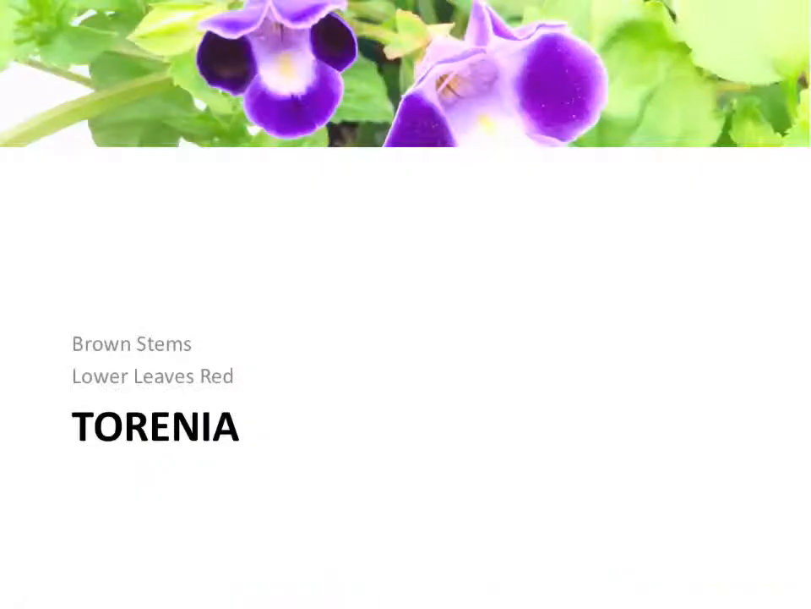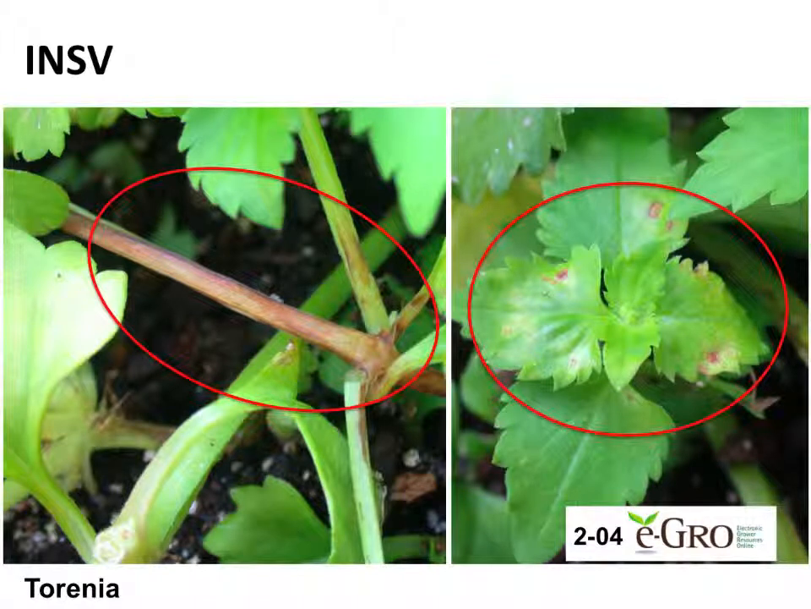As far as Torrenia, brown stems is the biggest issue to point out. What I'm talking about here is that instead of having nice green stems, as you can see on some of the tissue on the left, it's starting to brown. And that's just not age. That is INSV showing some signs. You sometimes will also get mottling occurring, and this is a situation where you want to try to avoid it. It's of course spread by western flower thrips, and we highlighted that in 204.